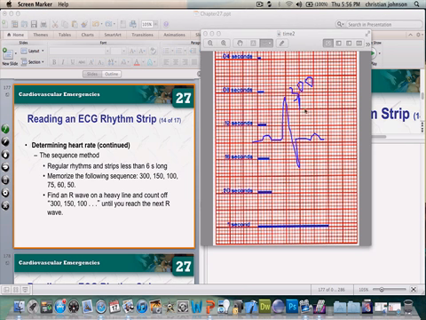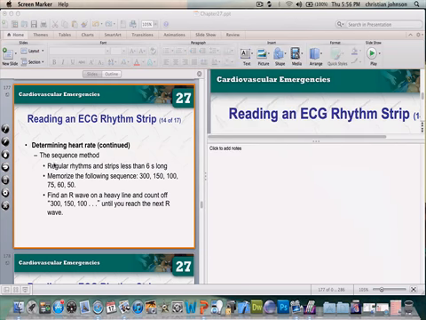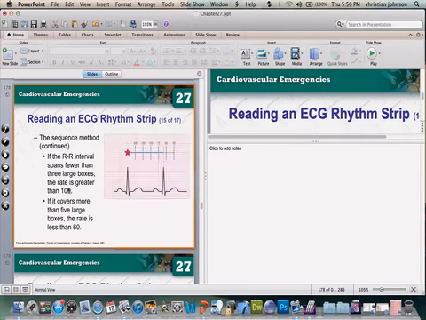So this first one would be 300. This one would be 150. That one would be 100. That one would be 75. Your next one over would be 60, and so on. And you look at where your next R wave sits, and that would be your sequence method. All right. So I'll decrease that picture here. So there's 2 ways. Mainly, you got your 6 seconds and you got your sequence method. So know those for your exam.